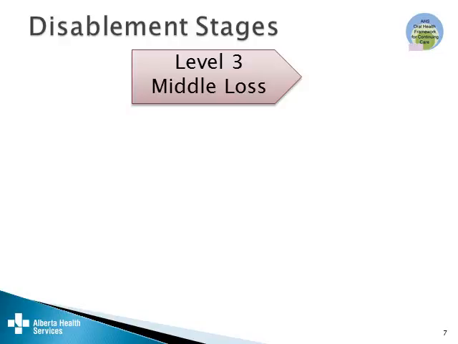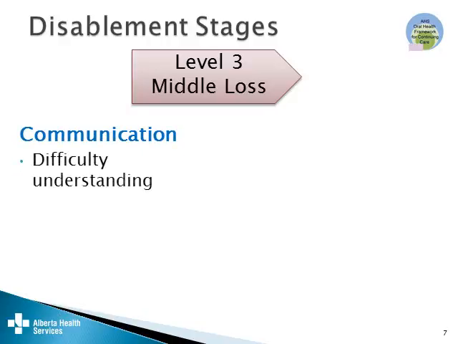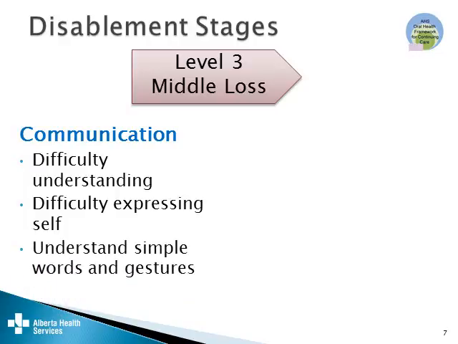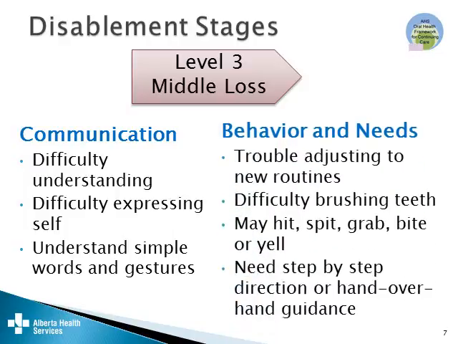In Level 3, or middle loss in the disablement process, communication may become increasingly difficult. They may have difficulties understanding instructions and situations. They may have difficulties expressing their needs, and it may be easier to communicate using simple words and gestures. Oftentimes, a change of routine can be very confusing and upsetting in this stage. They may have difficulties with complex tasks, such as brushing their teeth, and may act out verbally or physically. They may require step-by-step instructions and/or hand-over-hand.